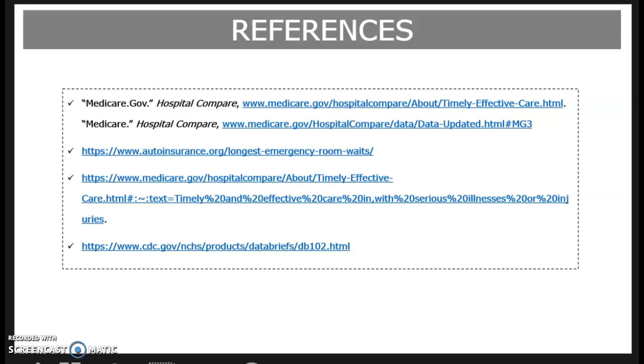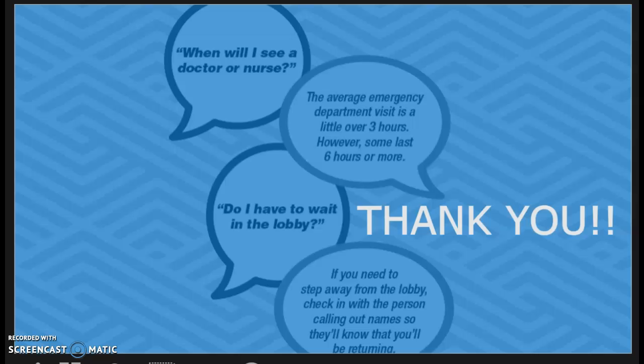Here are citations and references. To summarize, we learned about the 3 measures of central tendency, their use in data analysis, and the implications of long wait times to stakeholders.